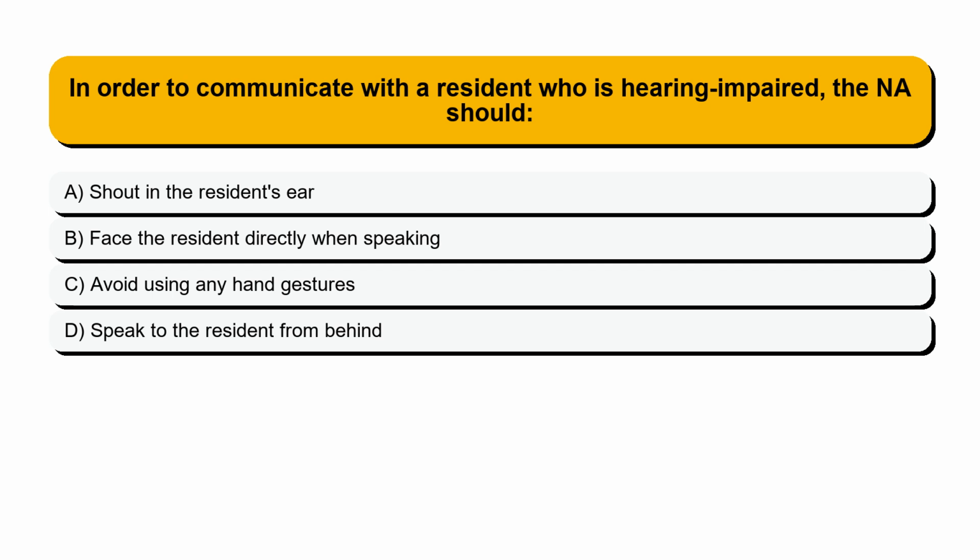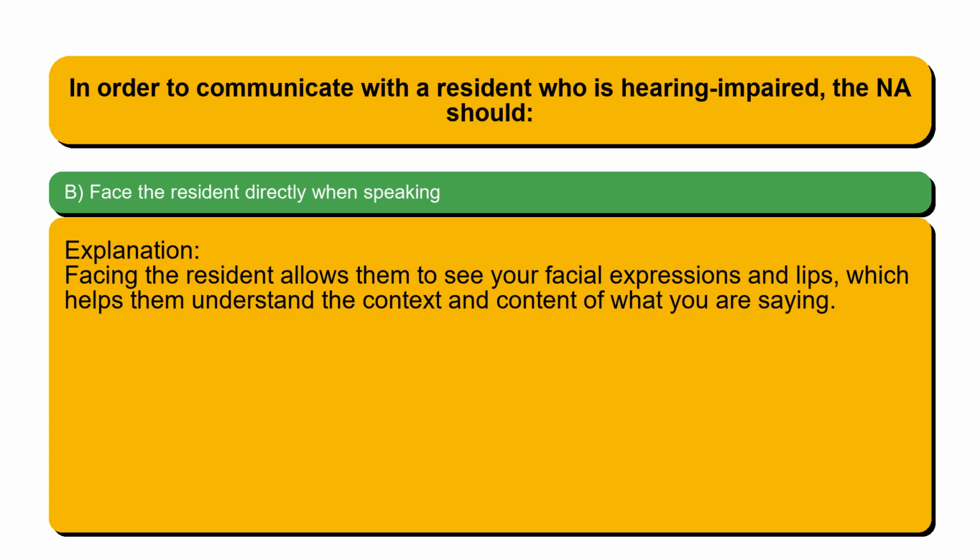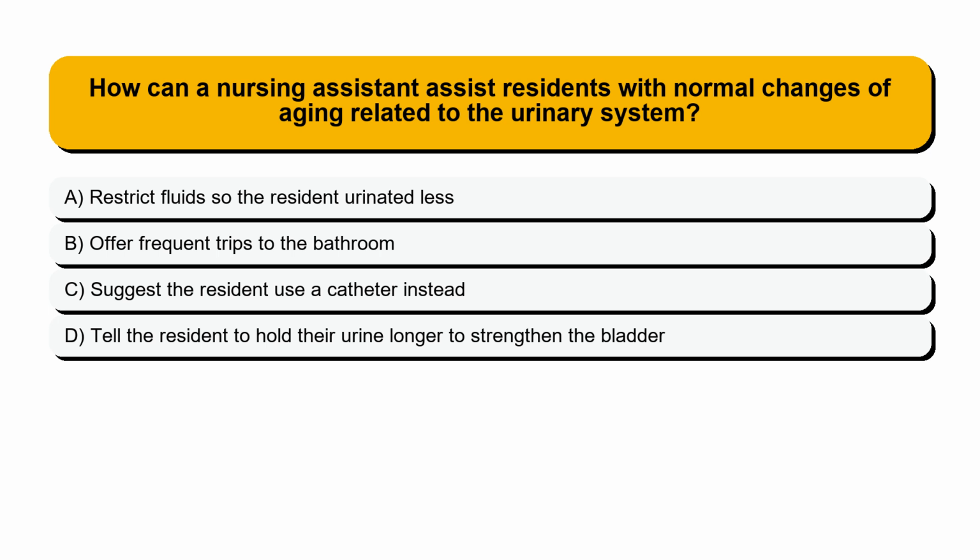The correct answer is option B. Face the resident directly when speaking. Facing the resident allows them to see your facial expressions and lips, which helps them understand the context and content of what you are saying. Question 47. How can a nursing assistant assist residents with normal changes of aging related to the urinary system?